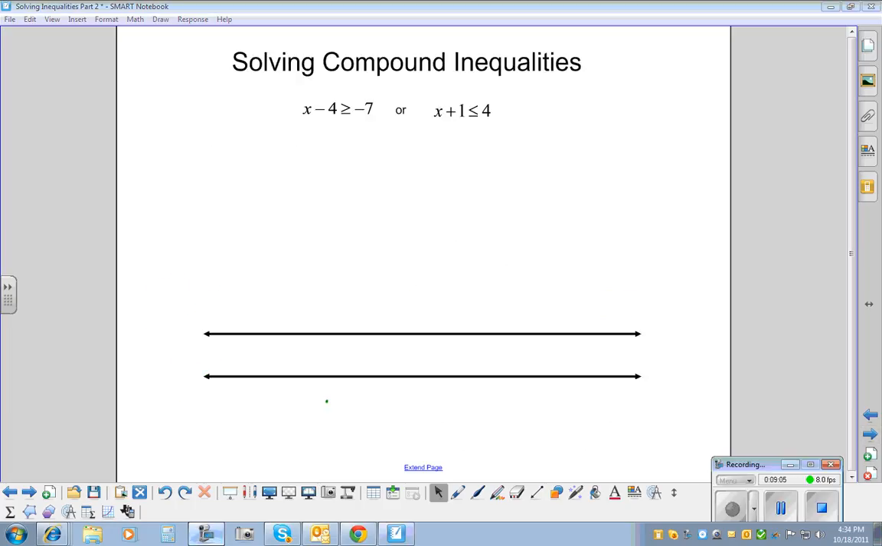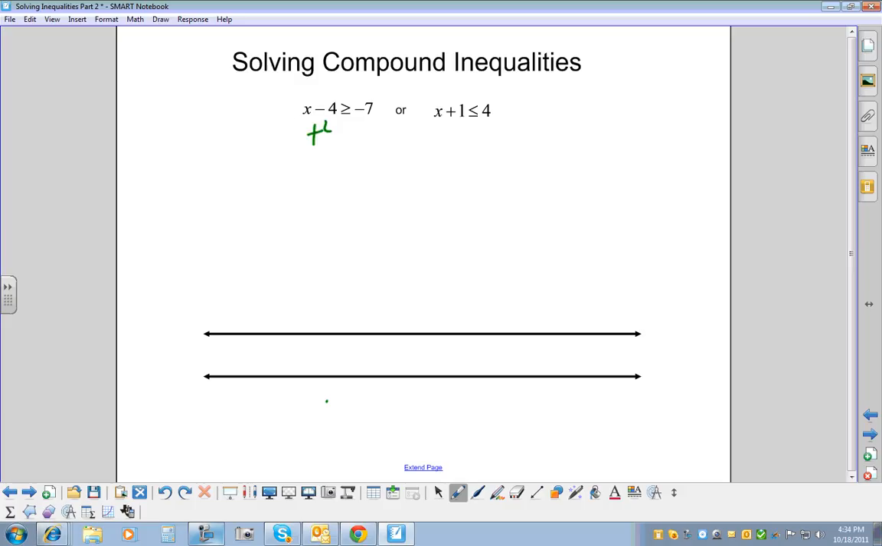Now we're going to solve a compound inequality with OR. We're going to do basically the same thing we did before. We're going to graph one inequality and then the other, and then we're going to look at the combined. So this time we're going to look at x minus 4 is greater than or equal to -7. I can't graph that yet, can I? I actually have to do some work first before I can graph it.